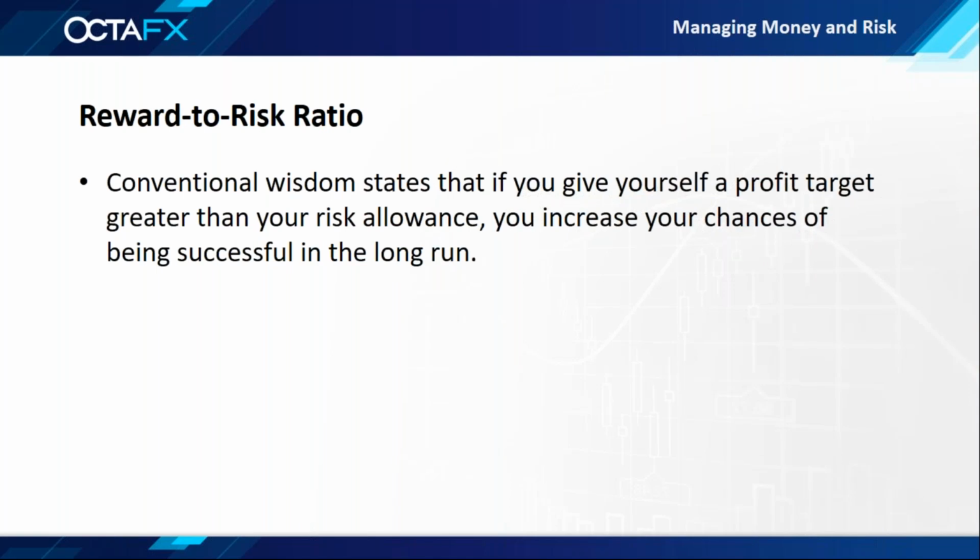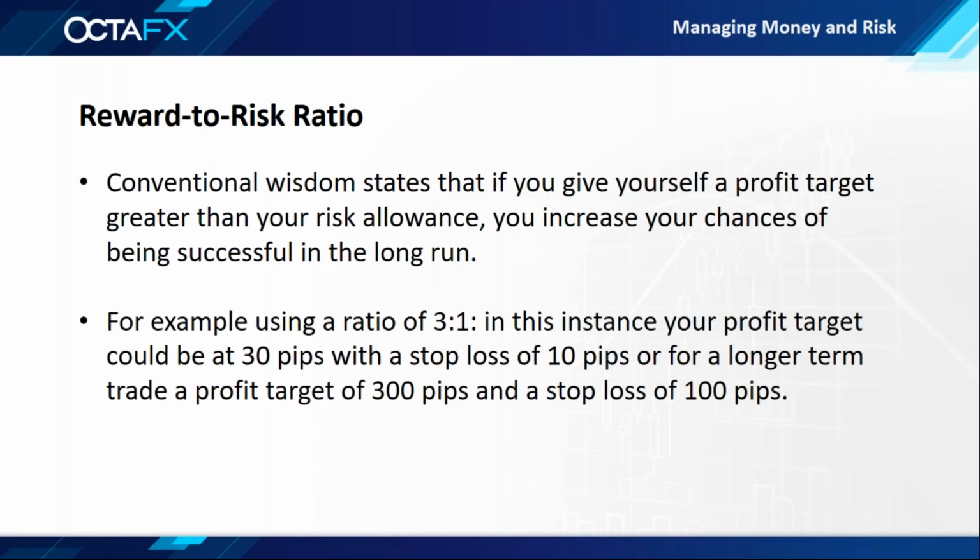Let's look at the conventional wisdom when it comes to risk to reward ratios. For some of you that have attended my previous webinars, very often I talk about having a greater reward to risk ratio, so maybe a 3-to-1 ratio. The conventional wisdom states that if you give yourself a profit target larger than your risk allowance, you increase your chances of being successful in the long run.